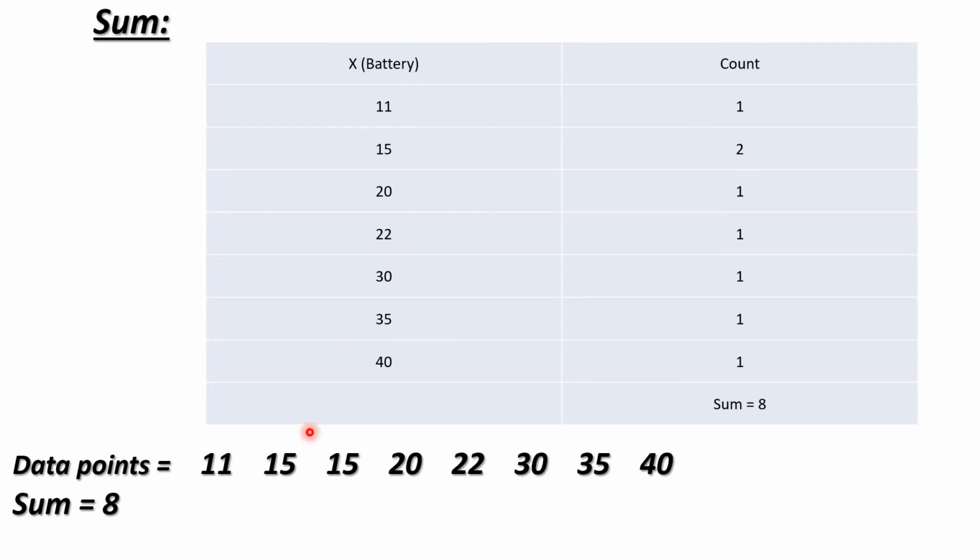Now sum. What is sum? See, we have this data point. I have plotted it over here in the x battery column. You can see over here that in these data points the number 15 occurs two times, so that's why I put 2. 11 occurs one time, that's why I put 1. 22 occurs one time, that's why I put 1. Only 15 occurs two times, that's why I put 2 over here, and I calculate the sum. So this is a sum.